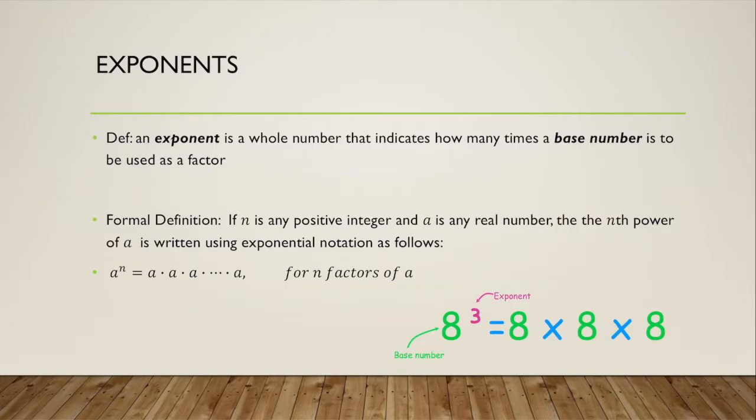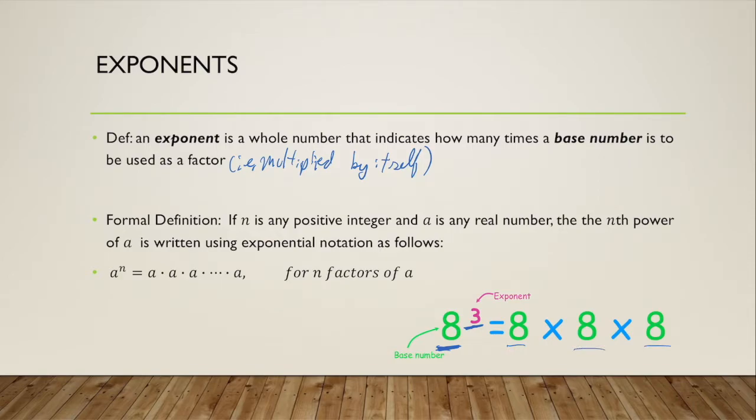So an exponent is a whole number that indicates how many times a base number is to be used as a factor, i.e. multiplied by itself. So let's look at this example down here. I have 8 to the third power, 8 cubed. That means I want to take 8 times itself 3 times, which is 8 times 8 times 8.